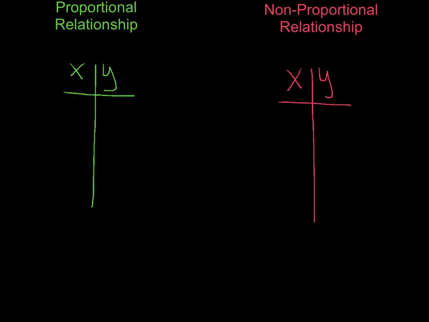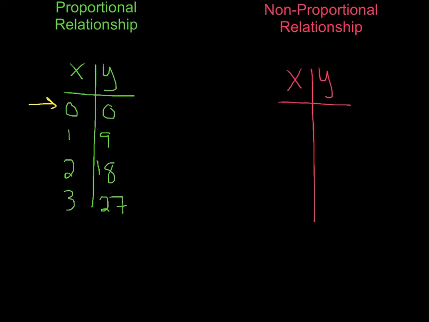Now let's look at a table of values. For the proportional relationship, for my x values I have 0, 1, 2, and 3, and my y values 0, 9, 18, and 27. So one thing that you can look at and automatically know it's proportional is the fact that it has the point (0, 0), which means it will go through the origin.